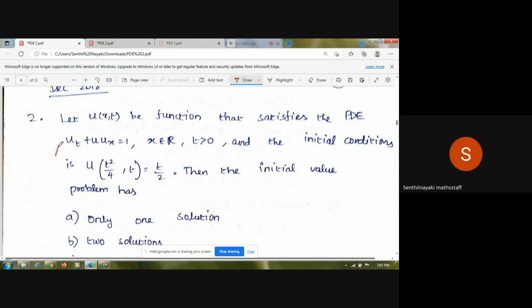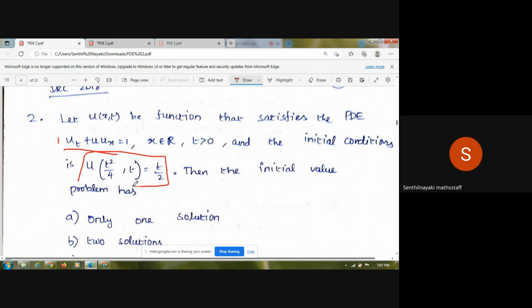So here you can see that this is a Lagrange type of equation: u t plus u u x equal to 1. Here the coefficient of u t and the coefficient of u x are p and q, and the right hand side value is r. Here t is greater than 0. The initial conditions for x and u are given in a single equation.